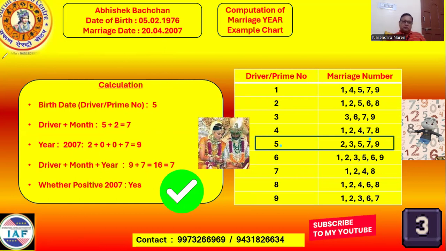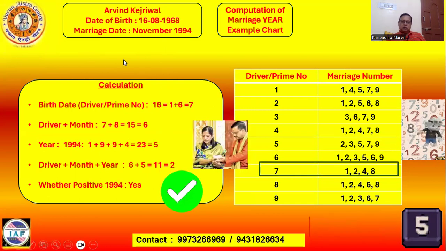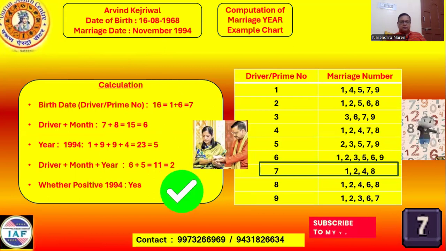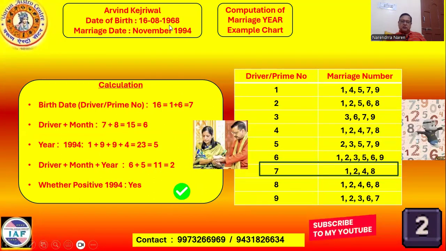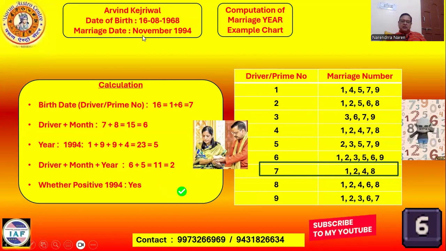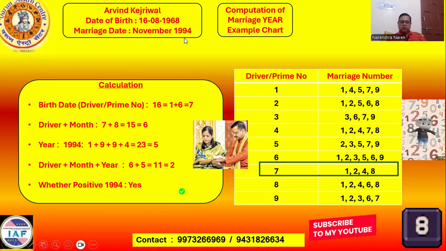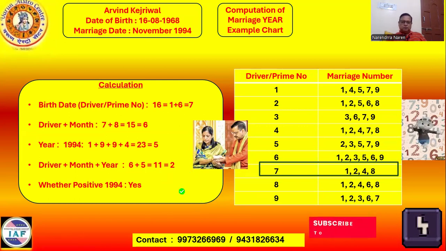Next, we are coming to the next chart. This relates to Arvind Kejriwal. His date of birth is 16 August 1968, and the marriage was solemnized in November 1994. The date is not found on social sites.